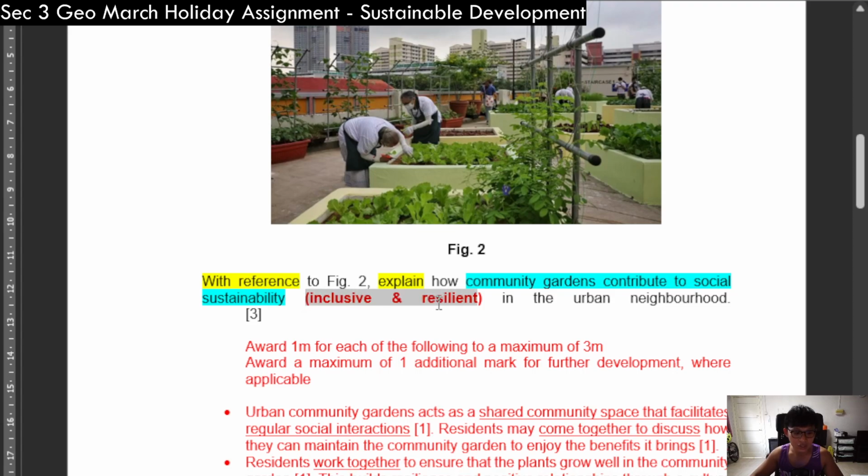So social sustainability, we learned before that it is about being inclusive, being resilient to hazards, to disaster and all that. So you have to give reasons how the garden helped this thing to happen.